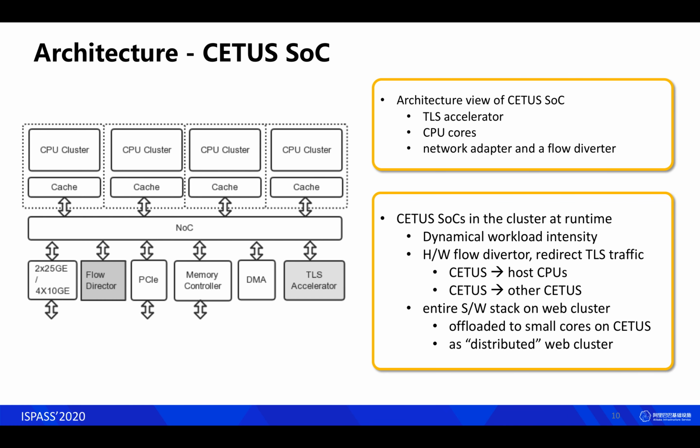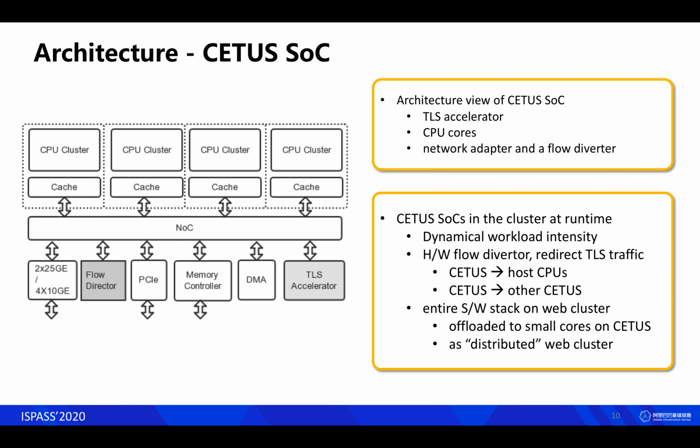The CETUS SOC includes a TLS accelerator, power-efficient CPU cores, a network adapter, and a flow diverter in the same die. Packets received on the networking ports of the CETUS card can be forwarded to the small cores for network stack processing. The root cause of the disproportionate capacity provisioning is that the hardware resources for network stack processing and the various cipher suite accelerators can only be determined statically at manufacture time. So we have to introduce more dynamics in the resource provisioning.